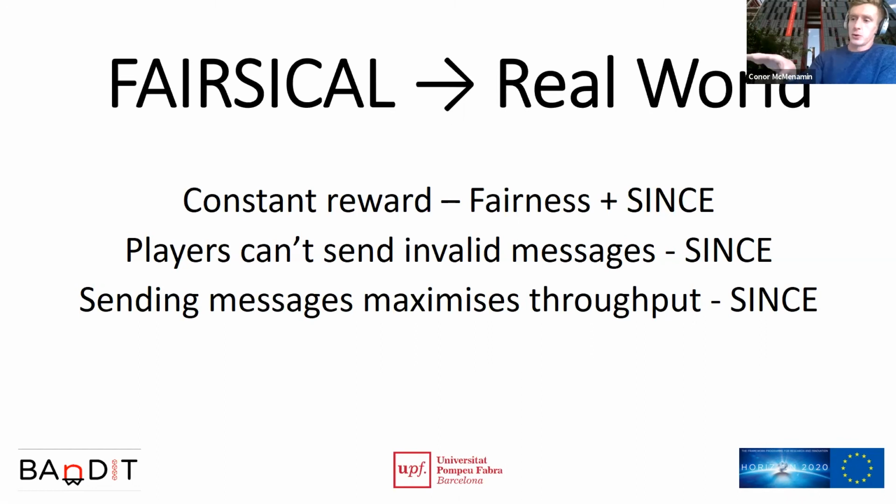And then, based on those two previous points, because the reward is constant and you only get rewards by deciding on values, you have an incentive to increase the speed at which you agree on blocks, or agree on values or SMR updates. So you can't send invalid messages, sending messages increases your throughput, and there's a constant reward. There are three pretty basic properties, but they allow us to do pretty strong things.